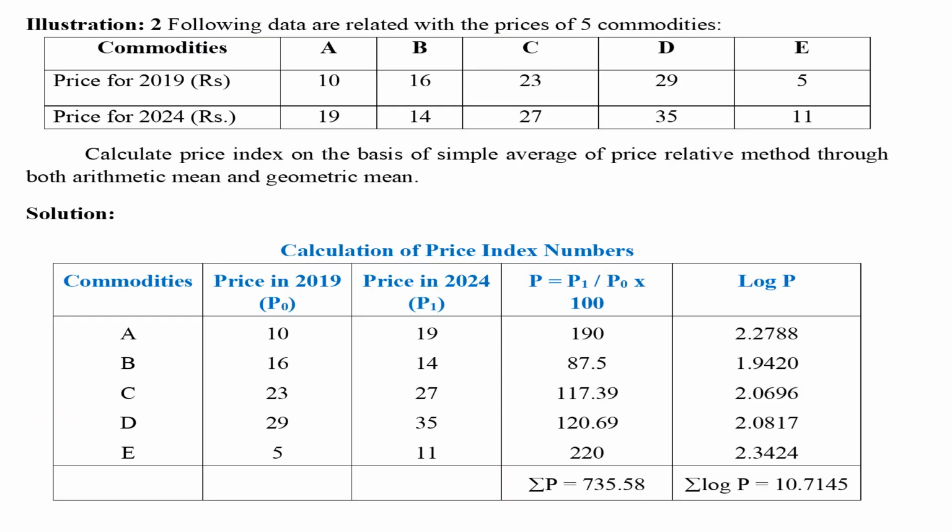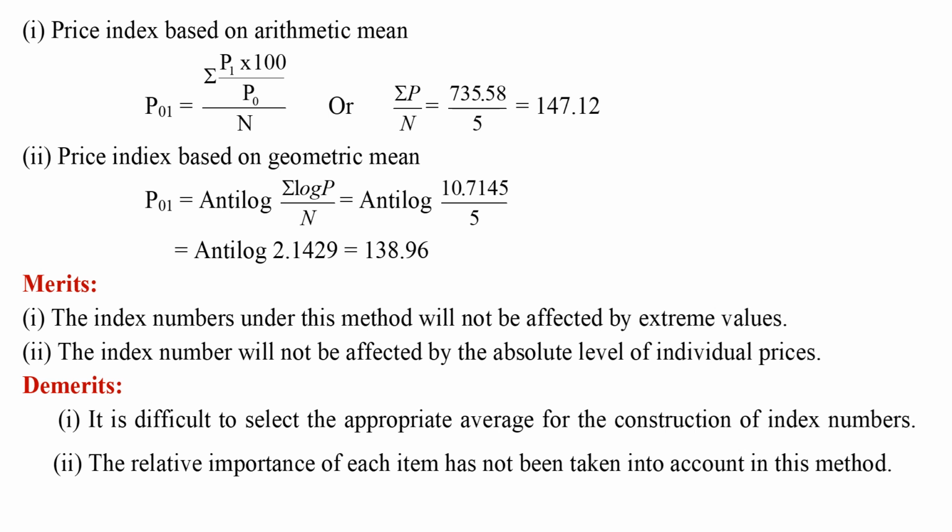In illustration 2, it is required to calculate price index on the basis of simple average of price relative method through both arithmetic mean and geometric mean. Data are related with the prices of 5 commodities. Prepare a 5-column table. The first 3 columns are with data given in the illustration. In the fourth column, P value, that is P1 by P0, is calculated, and in the fifth, the log values of P should be calculated. Then the totals of the last 2 columns in the table are calculated. These values are applied in the respective formulas to know the 1. price index based on arithmetic mean and 2. price index based on geometric mean.